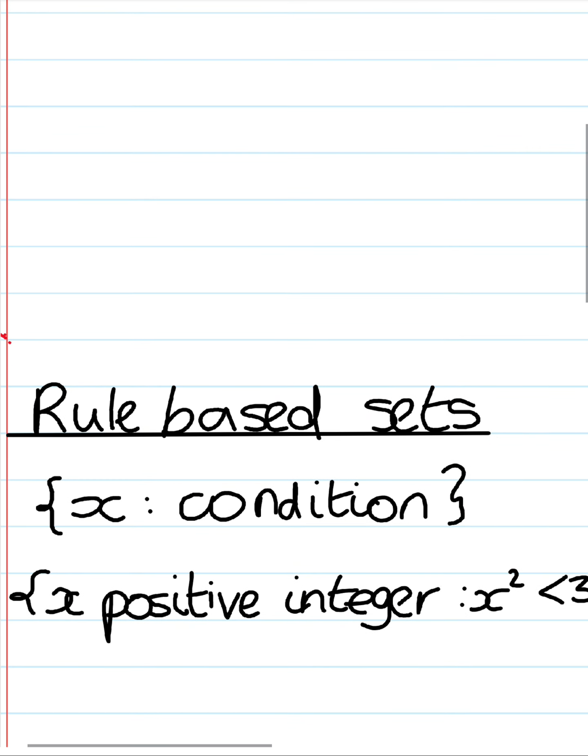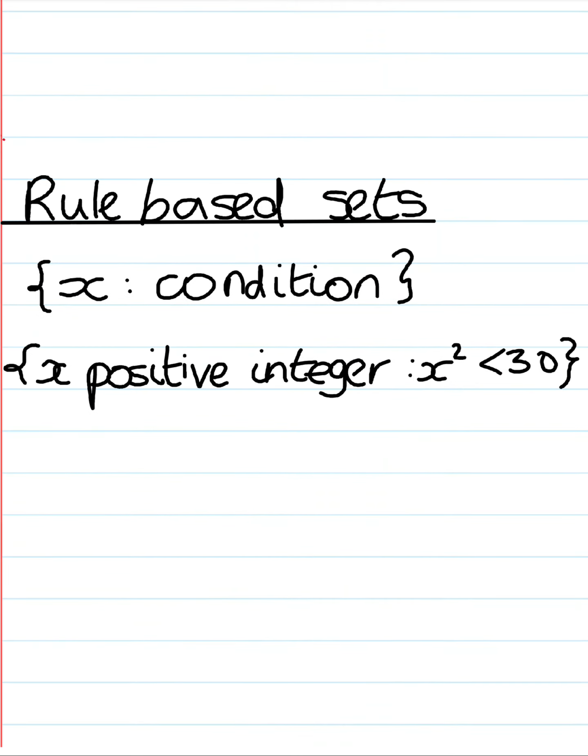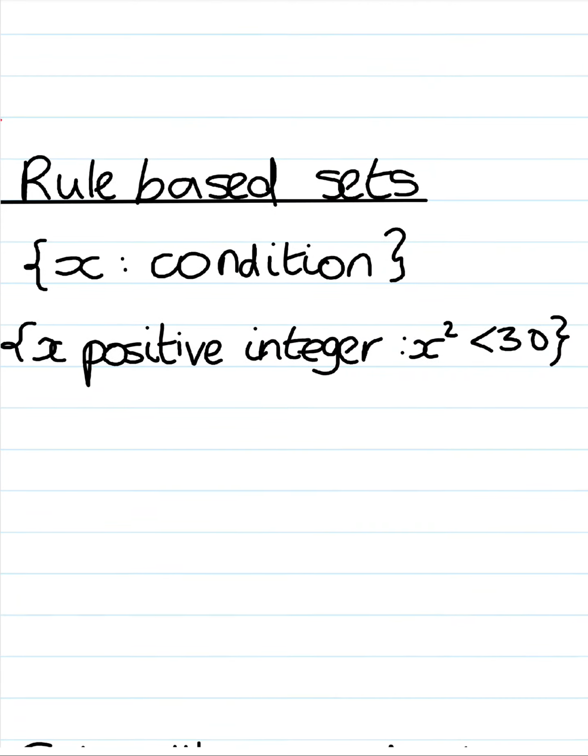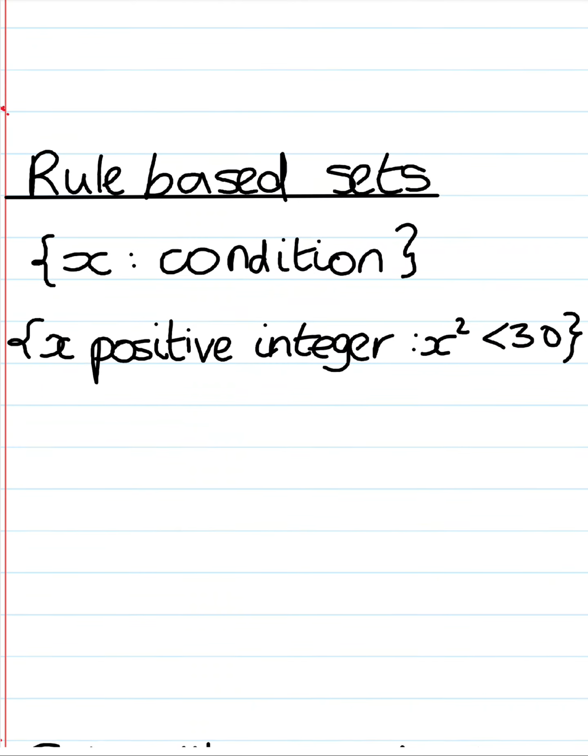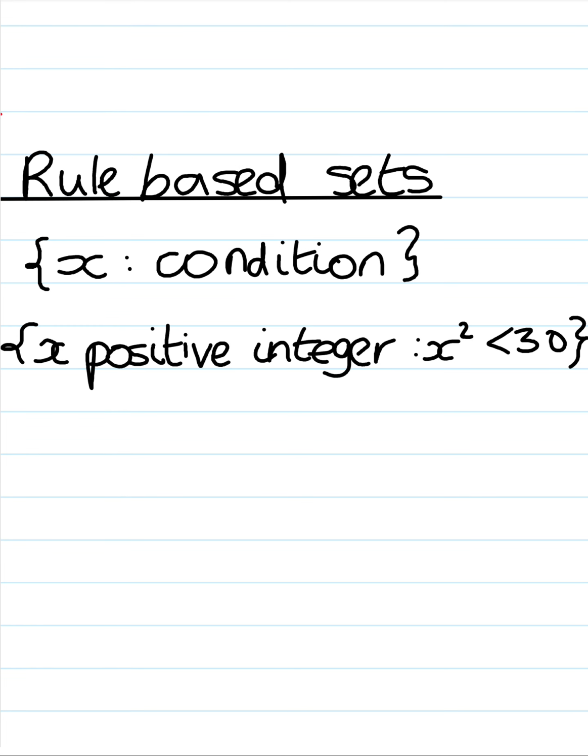Now let's discuss rule-based sets. Sometimes we don't list all of the elements. Instead we use a rule. We write it using a colon or a vertical bar as shown on the screen. On the screen I've used a colon, but where I've put a colon you could also put a vertical bar instead, like I've marked in red. Both will be acceptable, but don't do both at the same time.